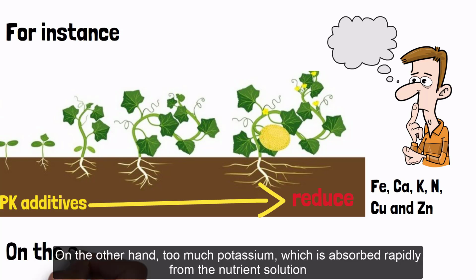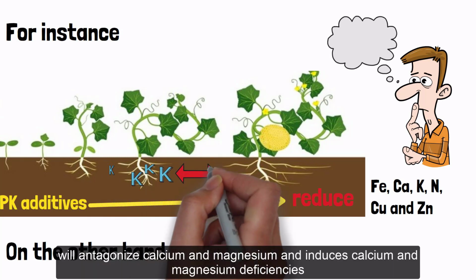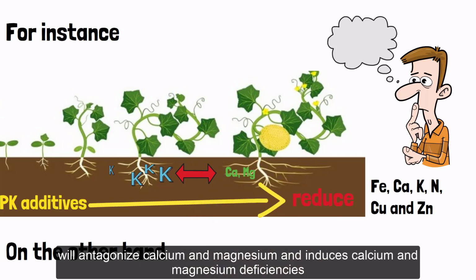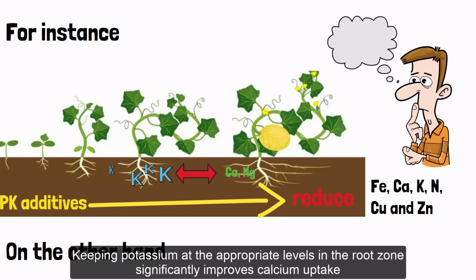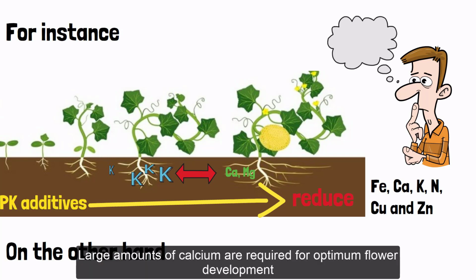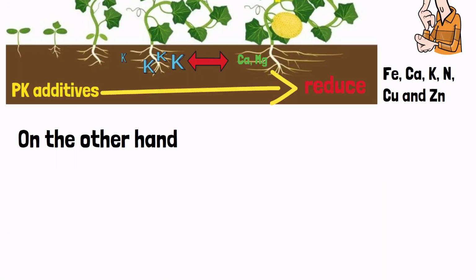On the other hand, too much potassium, which is absorbed rapidly from the nutrient solution, will antagonize calcium and magnesium and induces calcium and magnesium deficiencies. Keeping potassium at the appropriate levels in the root zone significantly improves calcium uptake. Large amounts of calcium are required for optimum flower development, while magnesium activates the plant enzymes needed for growth.